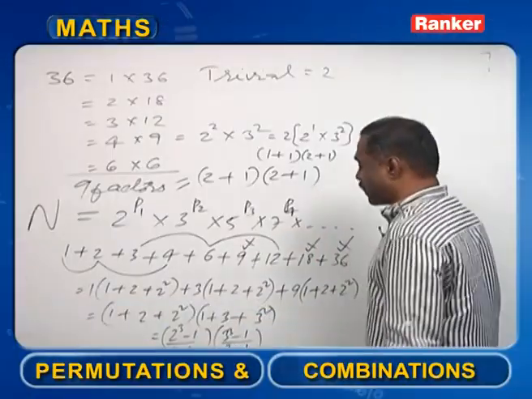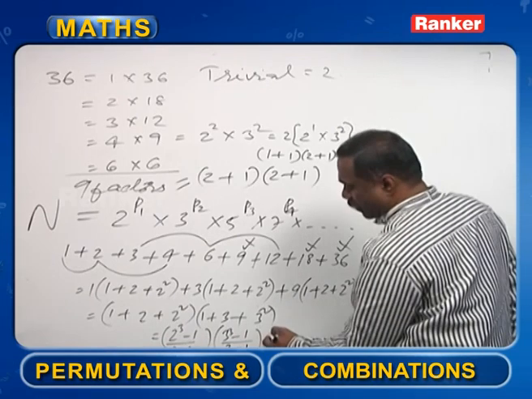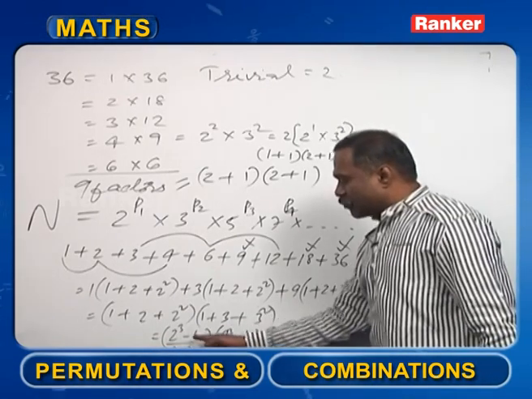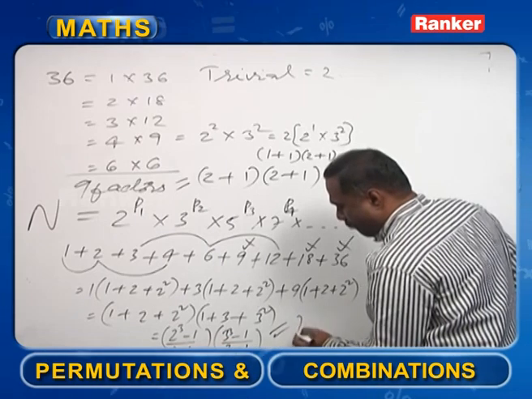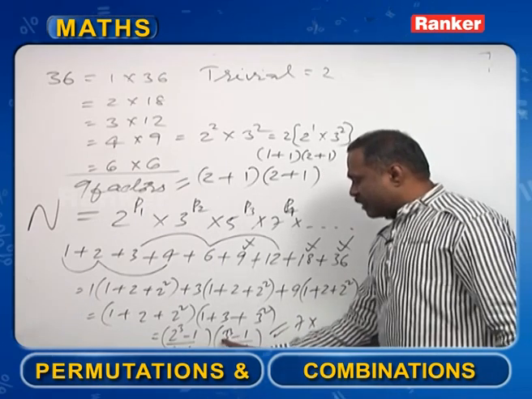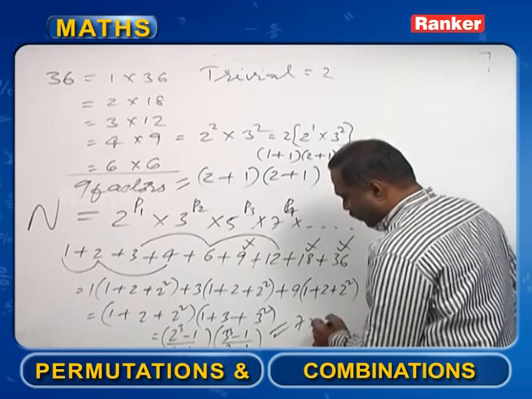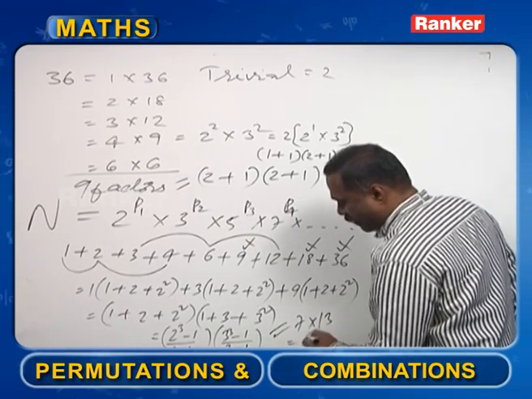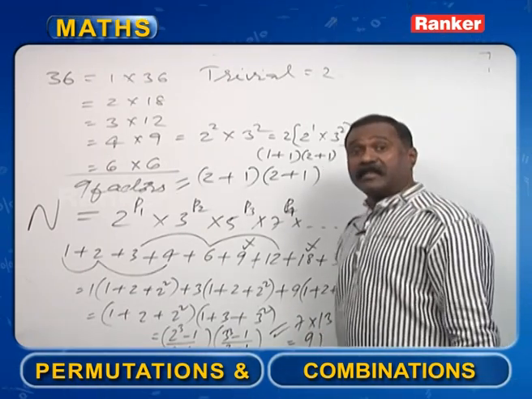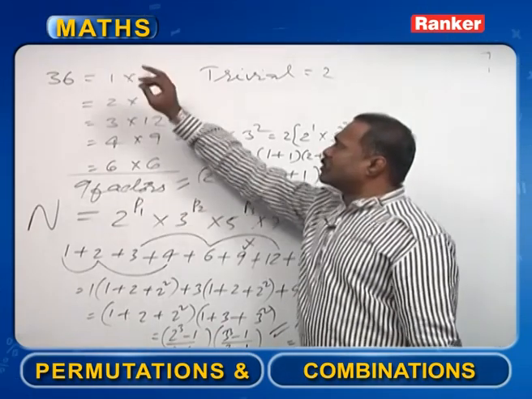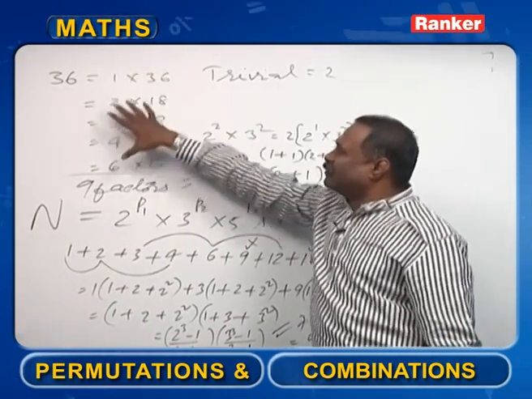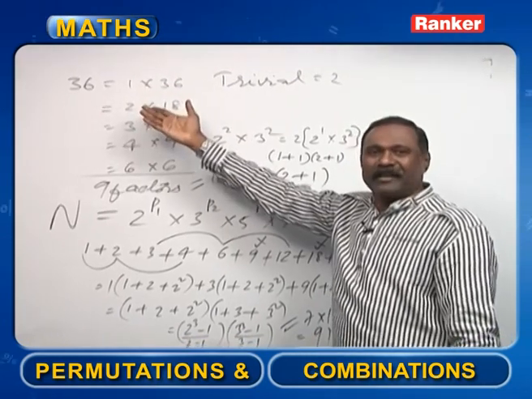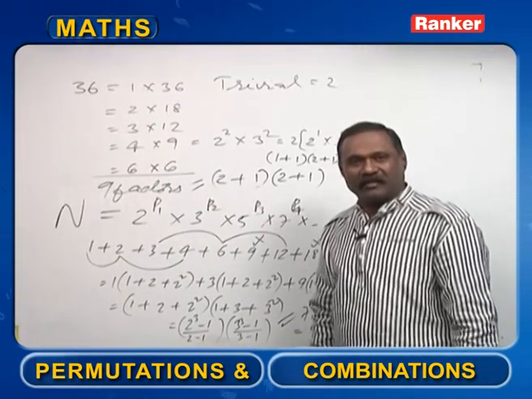What should be the sum in this case now? The sum should be like 2 cube minus 1 means it is 7. It is 27 minus 1, 26 by 2, it is 13. The sum is 91. You can check it out. If you add all this, you will understand it is 91. You can try it.